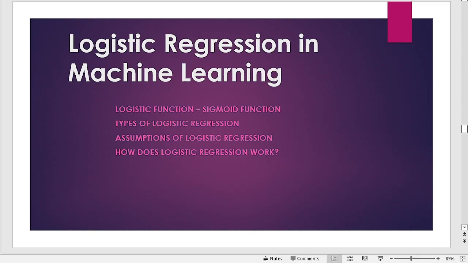Types of logistic regression. On the basis of the categories, logistic regression can be classified into three types: binomial, multinomial, ordinal. Assumptions of logistic regression. First, independent observations. Each observation is independent of the other, meaning there is no correlation between the input variables. Second, binary dependent variable. It assumes that the dependent variable must be binary, meaning it can take only two values.